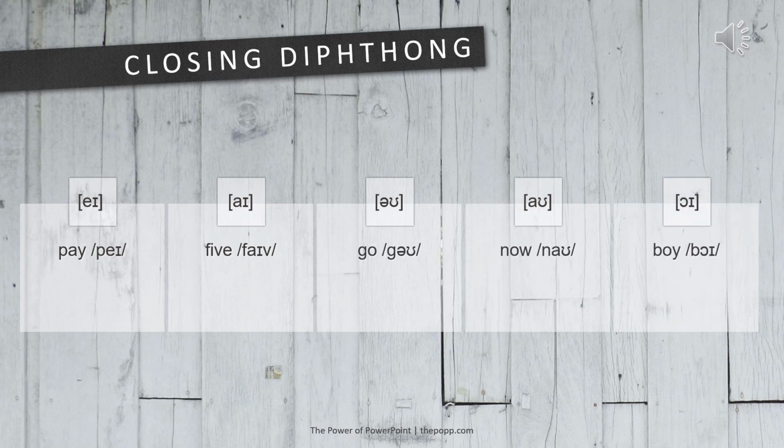Closing diphthongs end with a glide towards a higher position in the mouth, not a central position like before. These groups have ay, for example, pay, eye, for example, five, oh, for example, go, ow, for example, now, and oi, for example, boy.